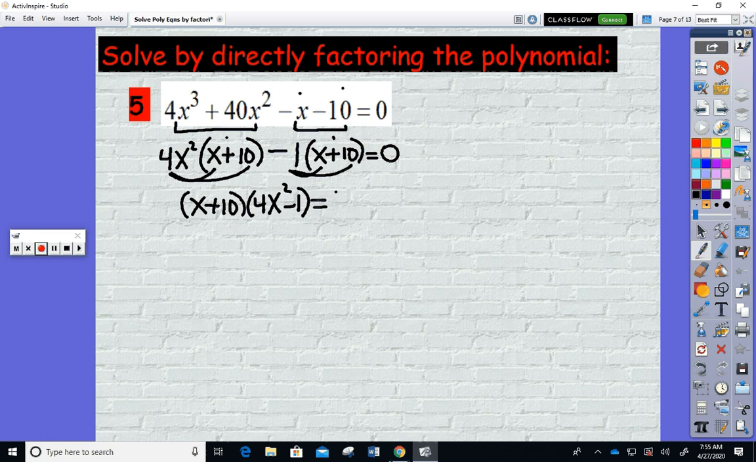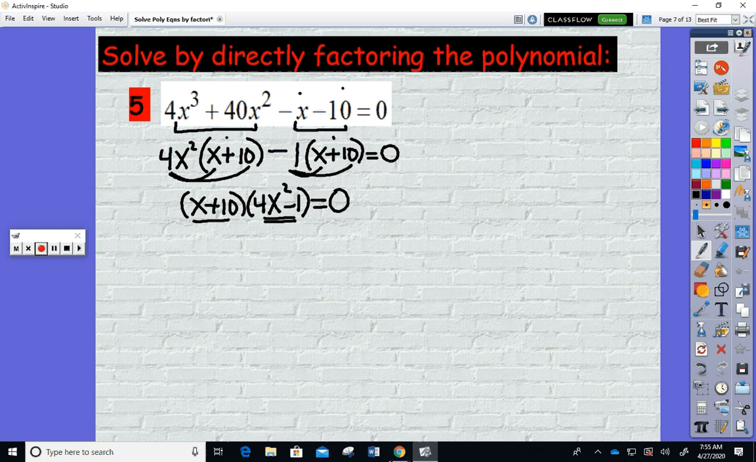Now, the first factor is linear. Linear factors never go again. But the second factor is quadratic. Quadratic factors might go again. They may not, but they might. So if they do, you've got to keep going, because one of your tips was to factor to completion. You always have to factor as far as you can factor.